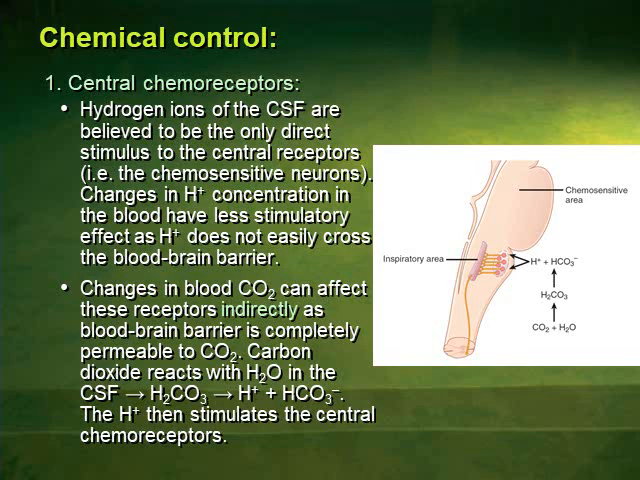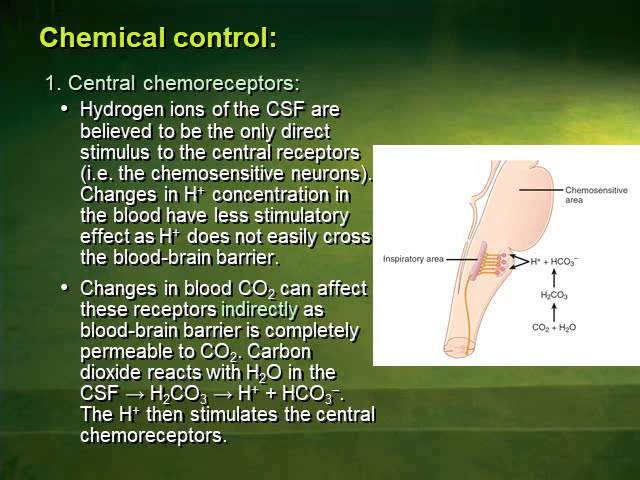Elevation of the carbon dioxide in the peripheral blood will simply reach the CSF because the carbon dioxide can easily cross the blood-brain barrier. Carbon dioxide reacts with water in the CSF to produce carbonic acid, and then the carbonic acid will dissociate into the hydrogen ion and the bicarbonate ion. The hydrogen ion then stimulates the central chemoreceptors. Once the central chemoreceptors are stimulated, this will increase the rate and depth of respiration.